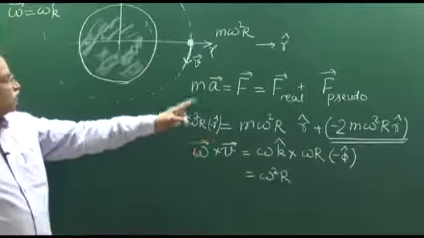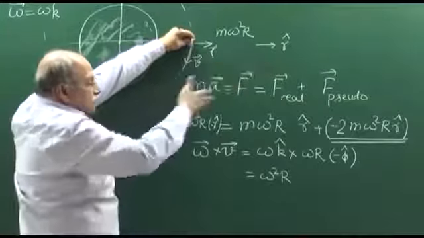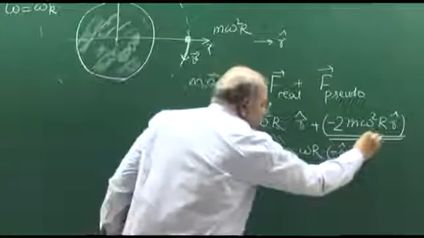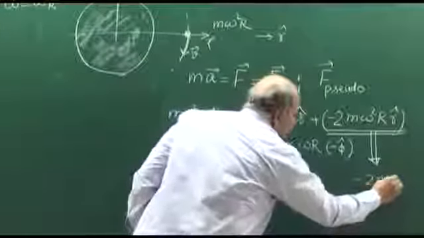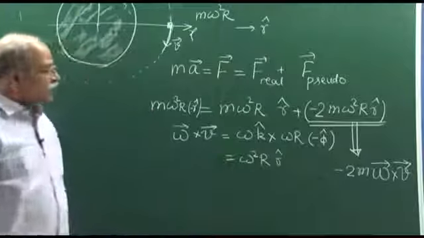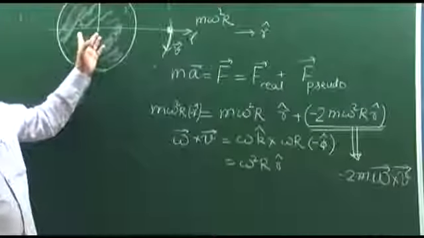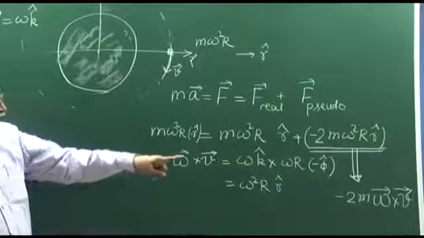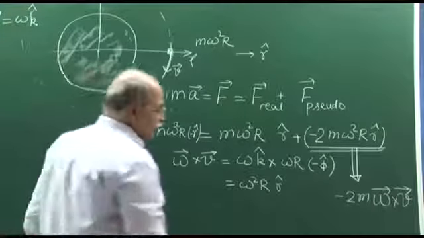And what is the direction of this vector? This omega vector is in this direction, v vector is this direction, omega cross v will be in r cap direction. So, this term here, yet another pseudo force, I can write as minus 2 m omega cross v. M is the mass of the particle, omega is the angular velocity of this rotating frame. Remember, I have to take the direction also into account, and then cross product velocity. This is velocity of the particle with respect to this rotating frame, and this term is called Coriolis force.